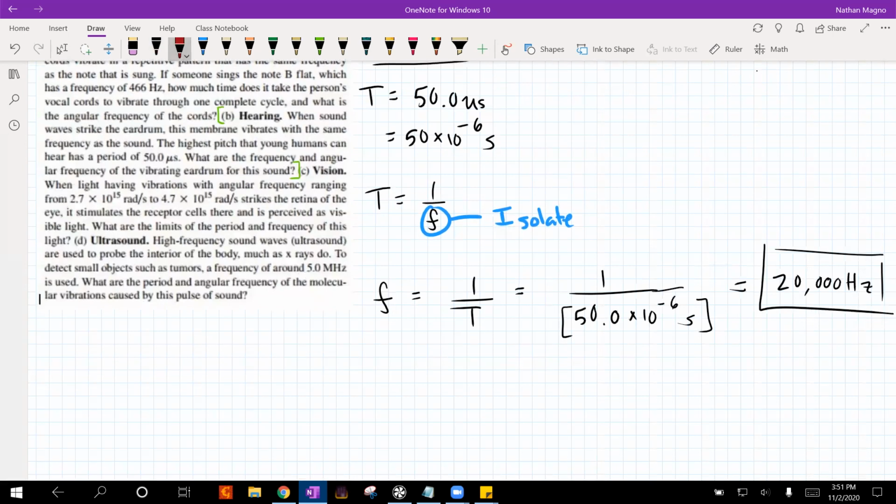So the second part was the angular frequency. We know angular frequency is defined as 2 pi, because that defines a circle, times your frequency. So from the first part of part B, we can plug in the frequency we found into our angular frequency equation, and that equals 2 pi times 20,000 hertz. That will give us 1.26 times 10 to the 5th radians per second.